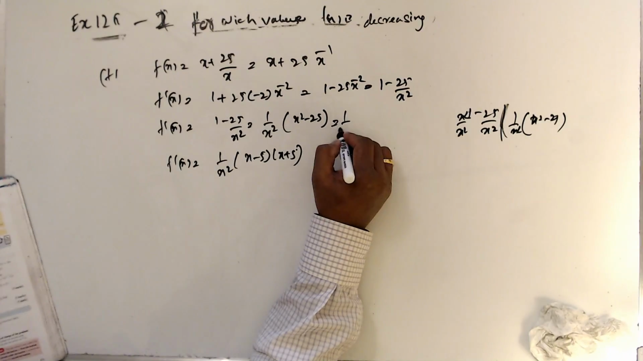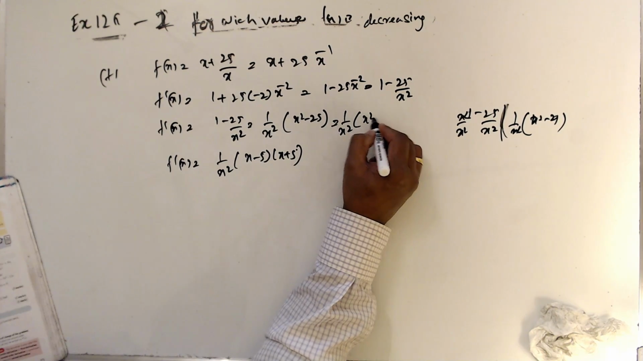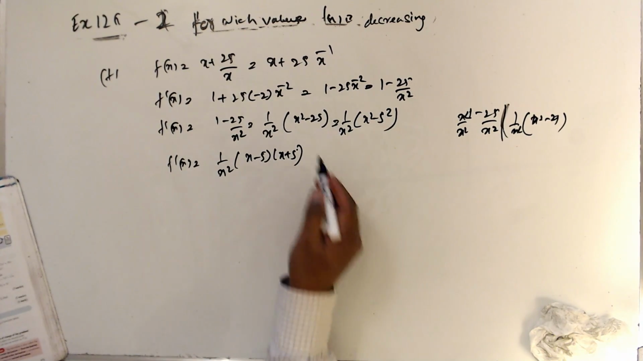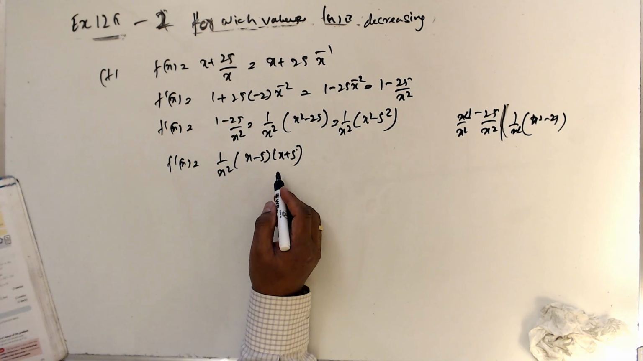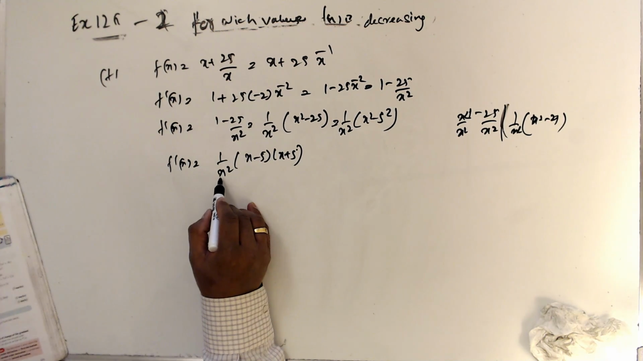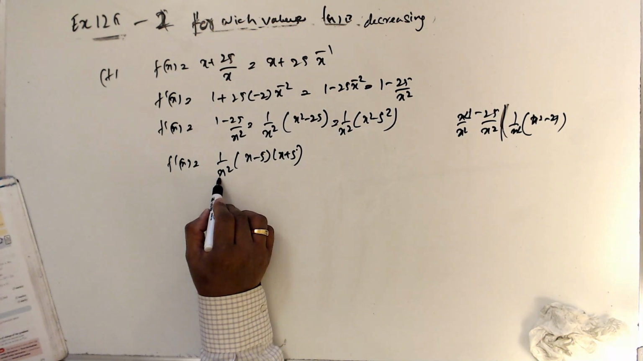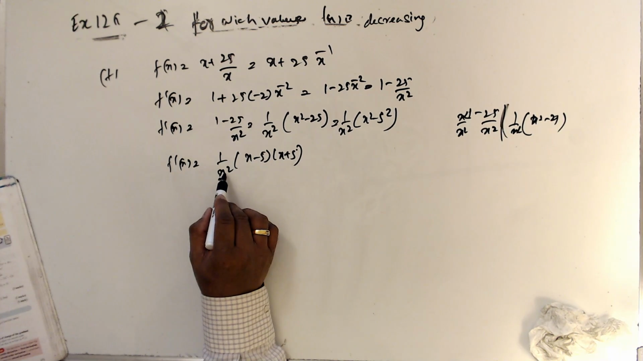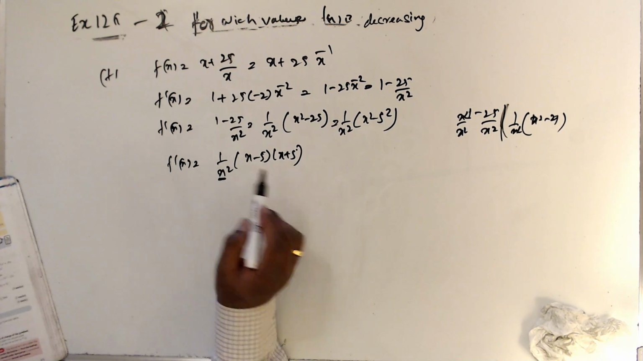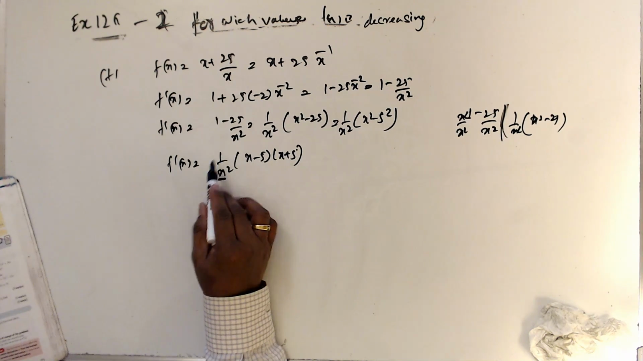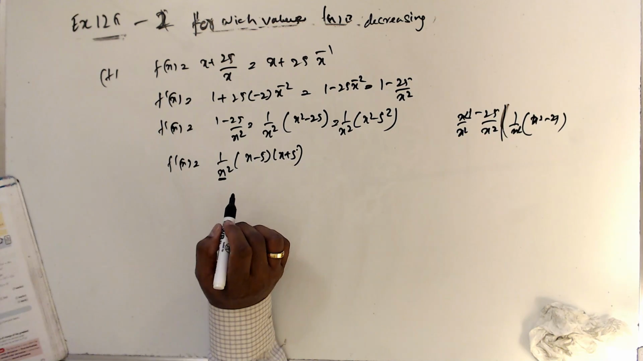Because I can write this as x squared minus 5 squared. This is the difference of two squares. Now I can see that whatever x you put, if you put a minus, this value is positive. And if you put a positive, still this is positive. So this is always positive for any value.